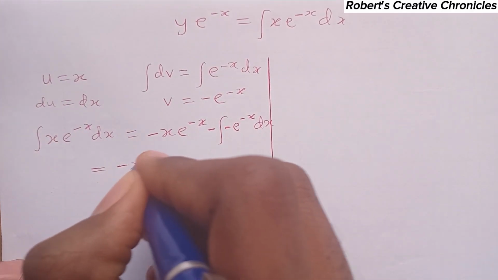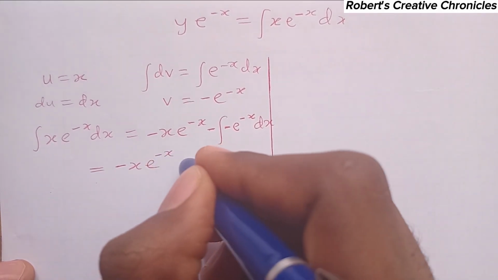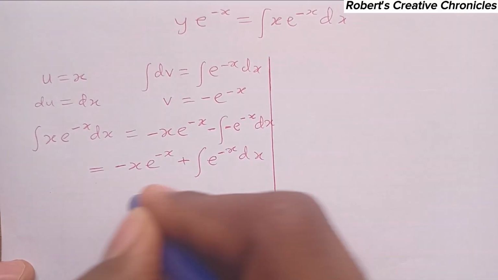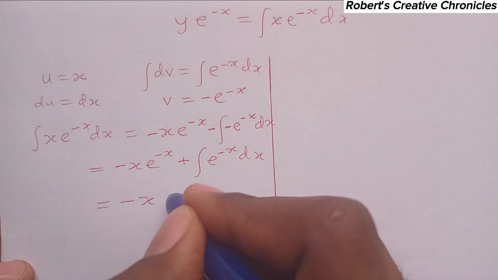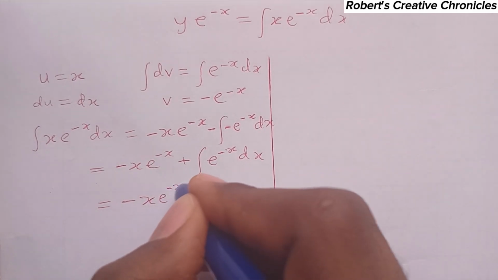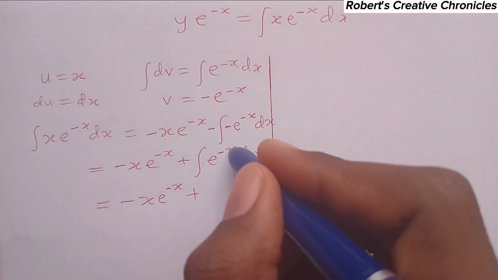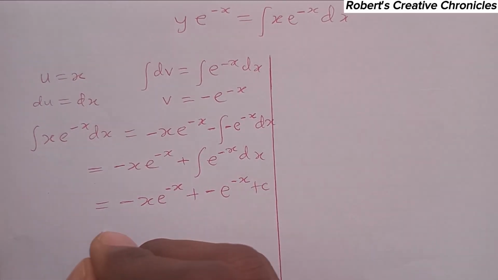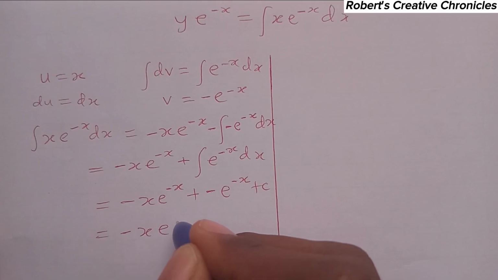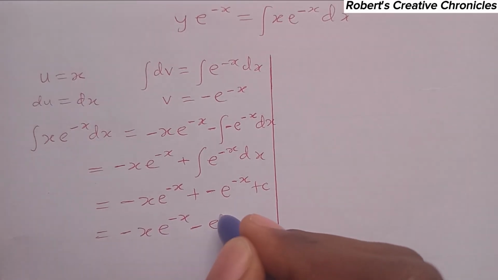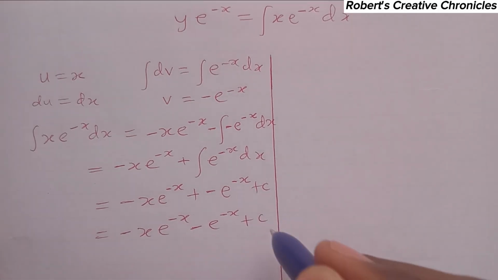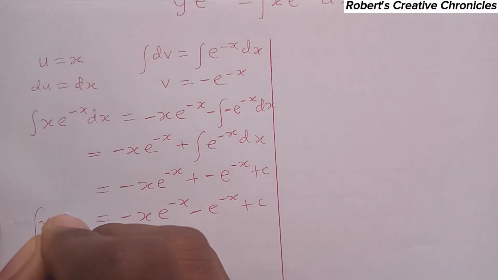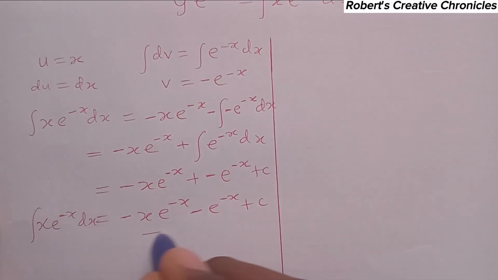So this becomes negative x e^(-x) plus the integral of e^(-x) dx. So this becomes what? Negative x e^(-x). The integral of this is negative e^(-x) plus c. So the integral of x e^(-x) dx is this.